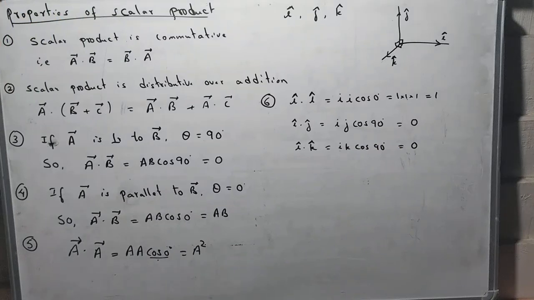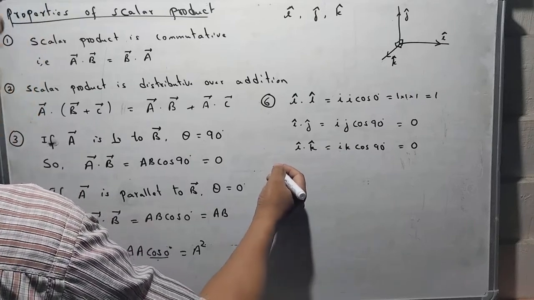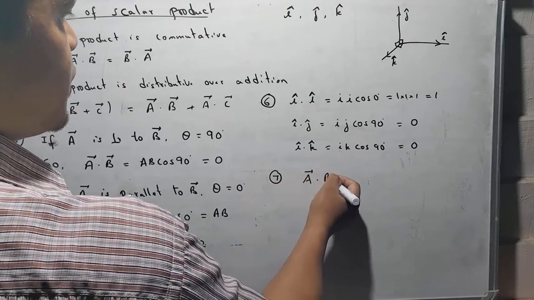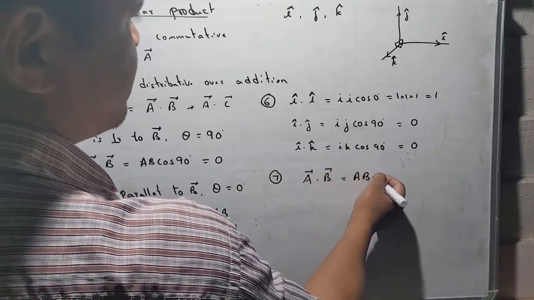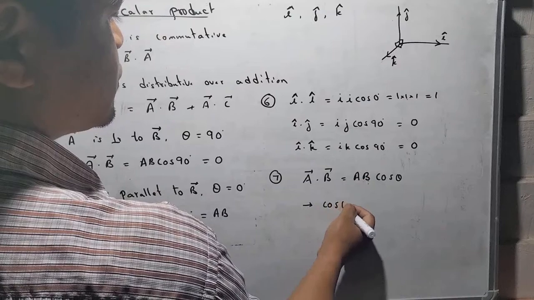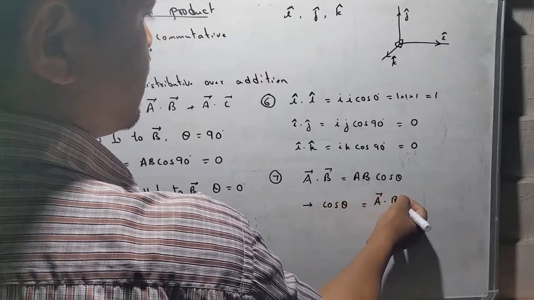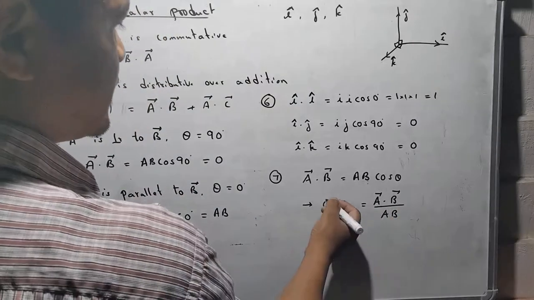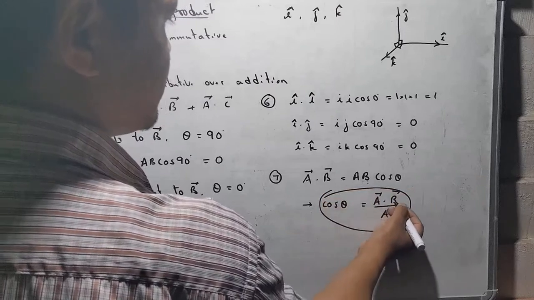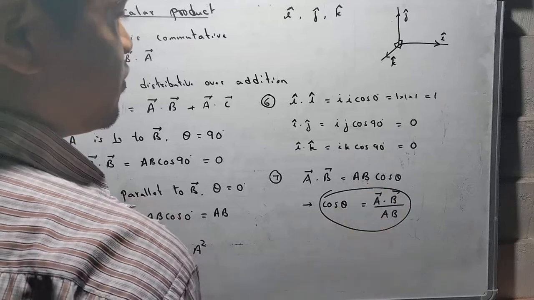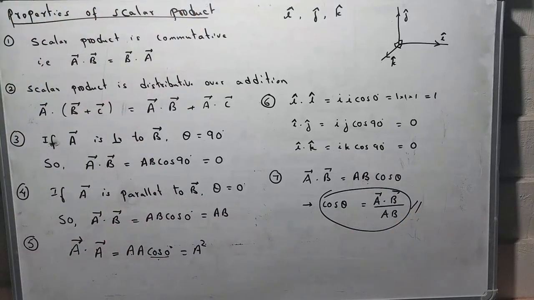right? So property number 7. We know A dot B is equal to magnitude of A, magnitude of B, cos theta. So cos theta is equal to A dot B upon AB. Okay, and in the next video we shall see how to express A dot B in terms of rectangular components, and what the magnitude of A and the magnitude of B are. So for that we will see in the next video. So these are all the properties of a scalar product.